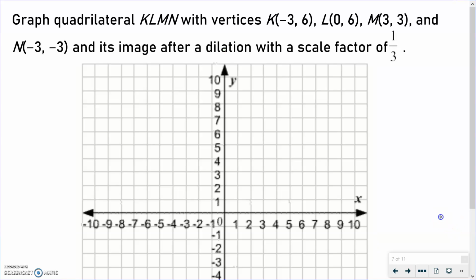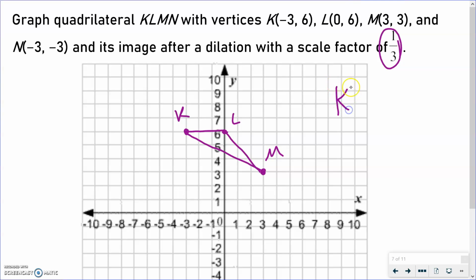Now we're going to graph this. So we have -3, 6, and that's point K, and 0, 6, which is point L, and 3, 3, which is point M. This we are going to do with a scale factor of 1/3, so it's going to be a reduction. To do a scale factor of 1/3, you multiply each of the coordinates again by 1/3.